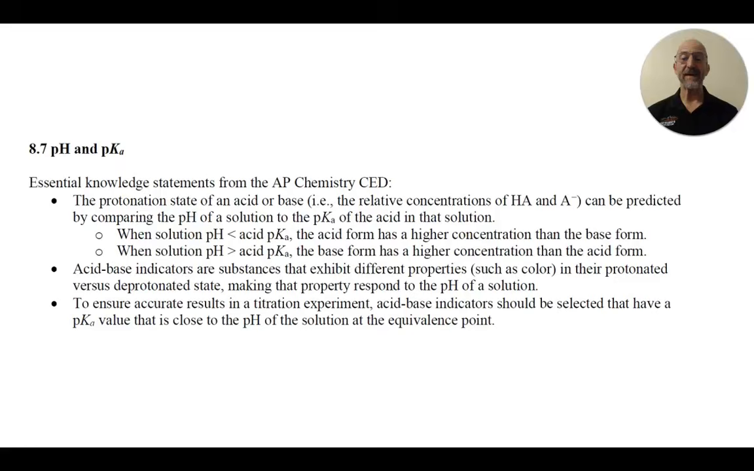All right, now it's time to move on to the review for topic 8.7, pH and pKa. Here are the essential knowledge statements from the AP Chemistry course and exam description. The protonation state of an acid or base, that is, the relative concentrations of the weak acid, HA, and the conjugate base, A-, can be predicted by comparing the pH of a solution to the pKa of the acid in that solution. So here are two possible choices.